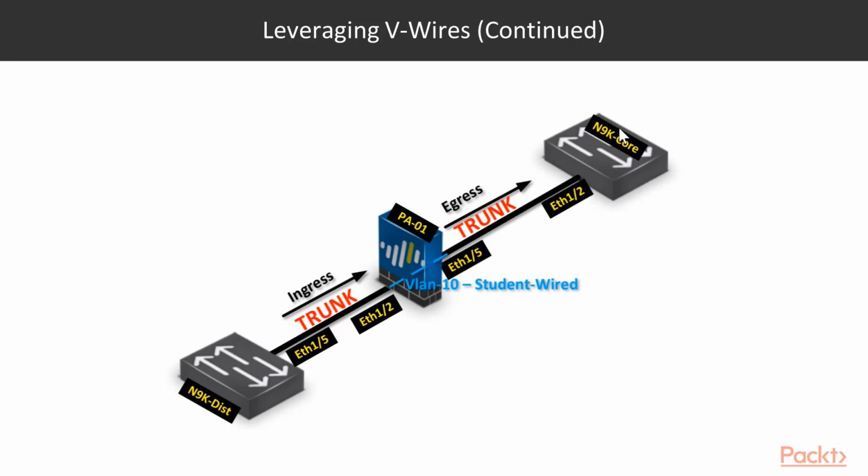Core switch is 10.10.0.1. And we have Ethernet 1/2 on the Palo Alto, and this is our ingress interface from my VLAN 10, the student wired VLAN. And my egress interface will be Ethernet 1/5. We're going to make both of them virtual wire interfaces, and we're going to apply the policies, and we should be able to ping end-to-end between the distribution and the core switch. And that will tell us that we have reachability because we're allowing traffic on the Palo Alto.